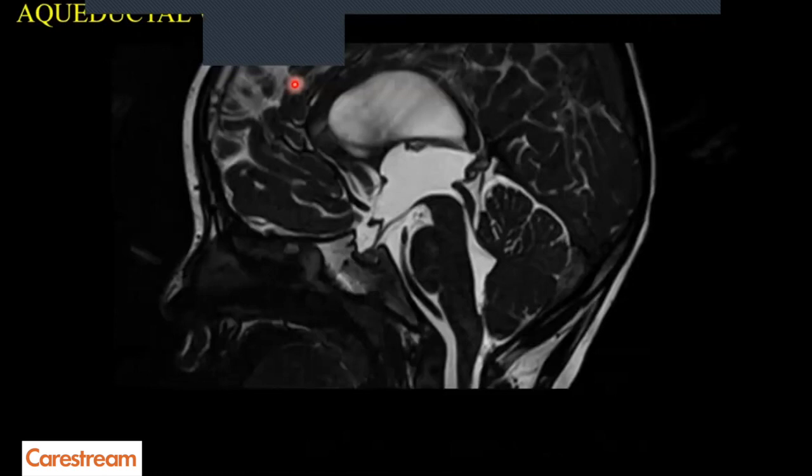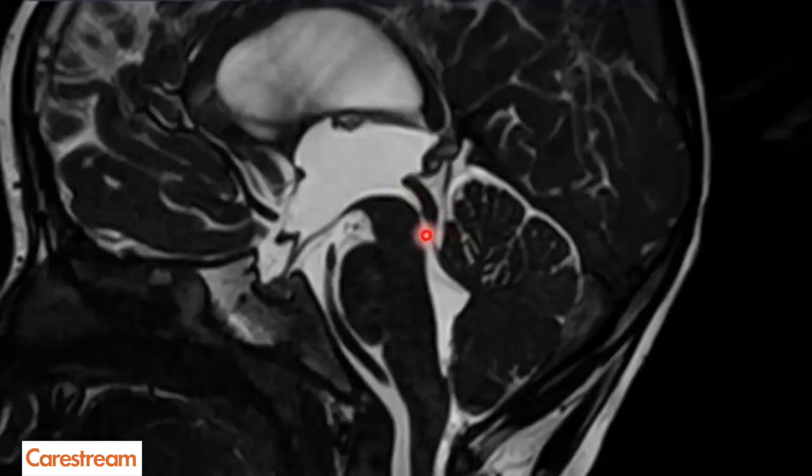This is an example of an aqueduct region web. So this is a FIESTA 3D sequence, thin images which have been obtained, and you can see in the midline there is a hypointense thin web which can be easily identified. So in cases of aqueductal stenosis, earlier it used to be kind of idiopathic, but now we know that most of the time we find some short webs or hypointense areas.